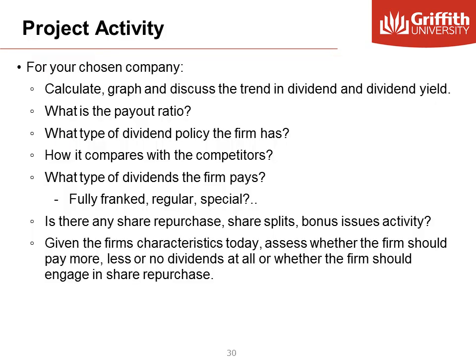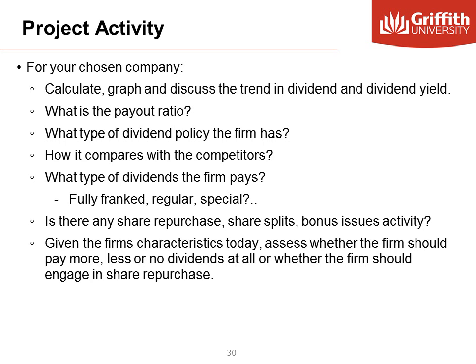This is the last project activity based on Module 10. For your chosen company, calculate, graph, and discuss the trend in dividend and dividend yield. You might have done this in the very first project activities at the beginning of the course. Find out what is the payout ratio and what type of dividend policy the firm has, and how does it compare with the competitors.